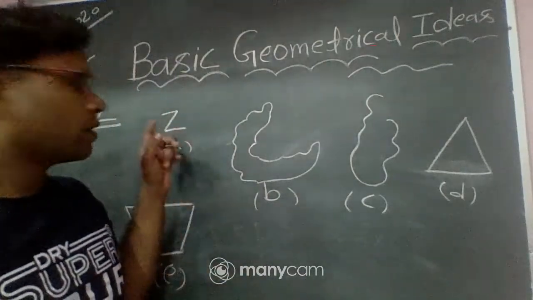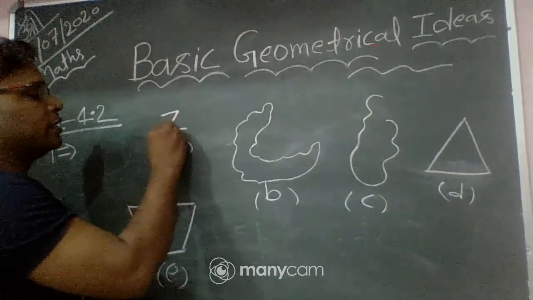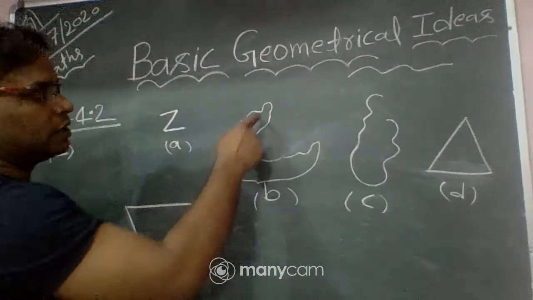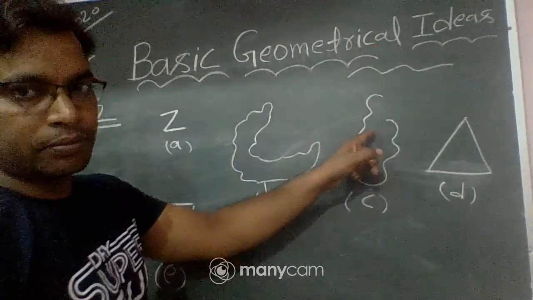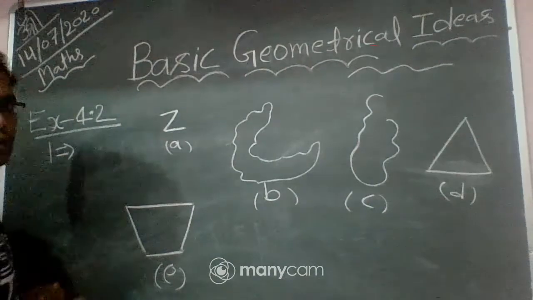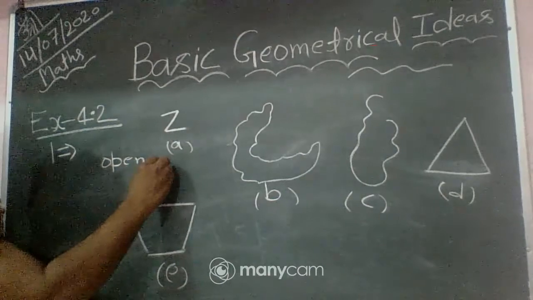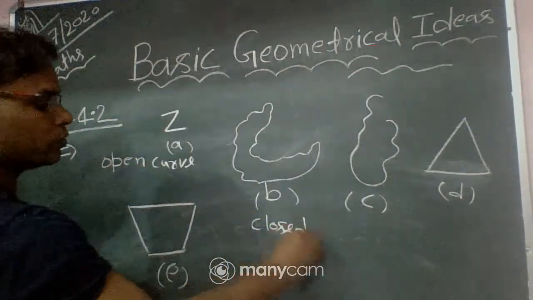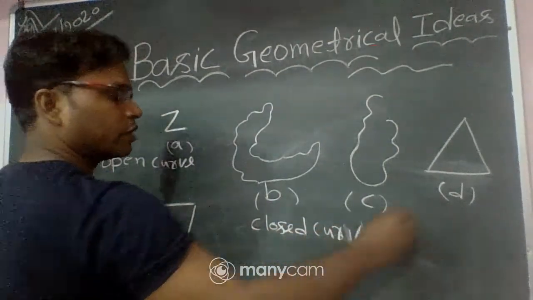So this is an open curve because its initial point is here and its end point is here. This is a closed curve because you can see the initial point and end point are the same. This is an open curve because it is open, this is closed, this is closed. So you can write here: open curve, closed curve, closed curve.